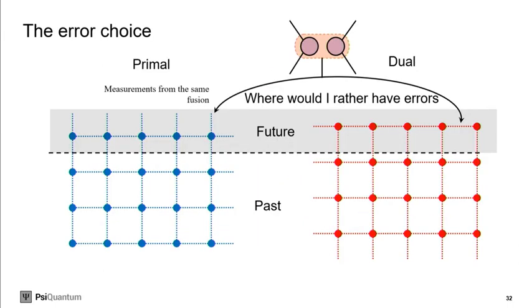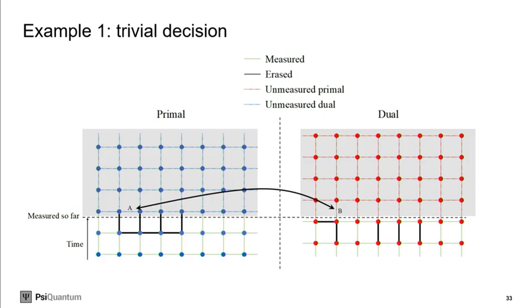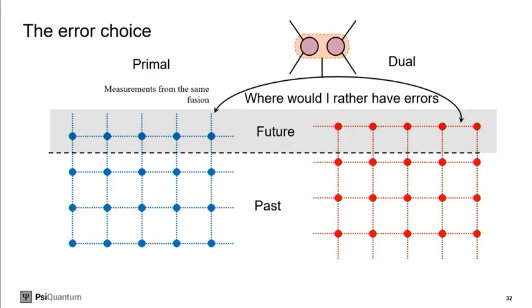The decision that I need to make is this: at any point I would have measured some number of qubits. I'll have some measurements that have happened in the past. That is the white region that you see here. There's a gray region, for which I do have information on what has happened. And there's a region in the future where I don't know what's going to happen. At any point, based on the information that I do have, I need to figure out where I would rather have errors. Would I rather have errors in the primal, or in the dual? That's the basic game I'm going to play.